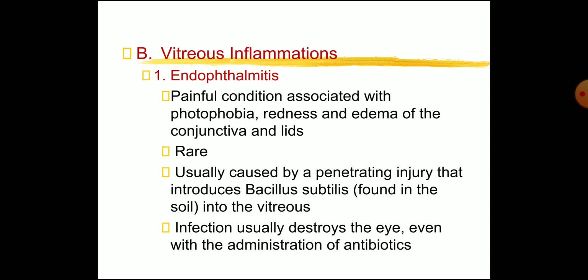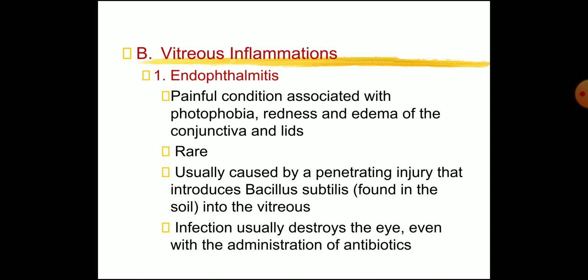Then next is vitreous inflammation, also known as endophthalmitis. It is a painful condition associated with photophobia, redness and edema of the conjunctiva and lids. You know what photophobia is, no? They can't look at the light, so it will be very painful. So if there is infection, that is endophthalmitis.